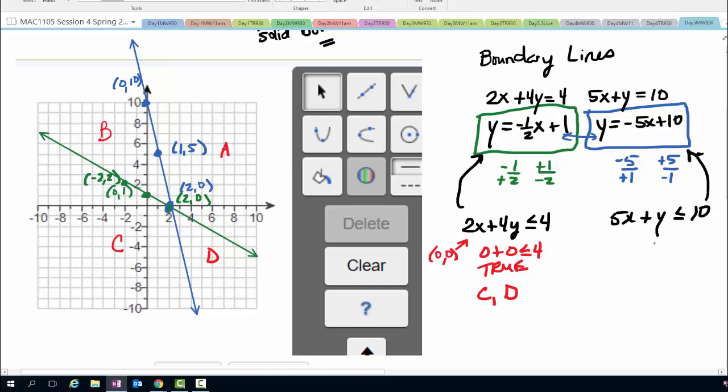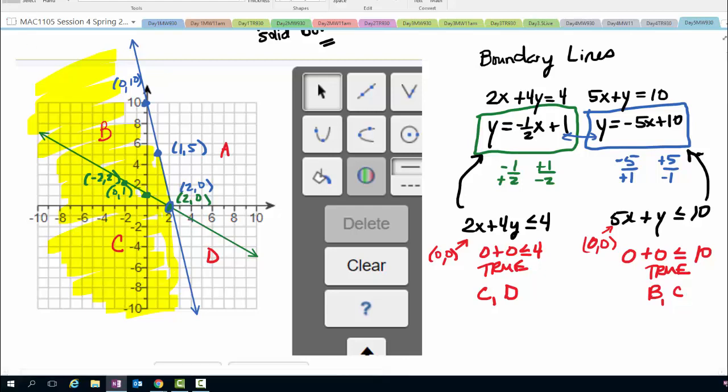Now let's test that same point, (0, 0), in the other inequality, related to the blue line. We get 0 + 0 ≤ 10. Is that true or false? True. So (0, 0) is to the left and below the blue line. Which regions is that describing? B and C. Do you see B and C are both to the left? Here, let me sketch this in. To the left of the blue line is where (0, 0) is. Ignore the green line for a minute. If we just had the blue line and I test (0, 0), this would be the side that works.